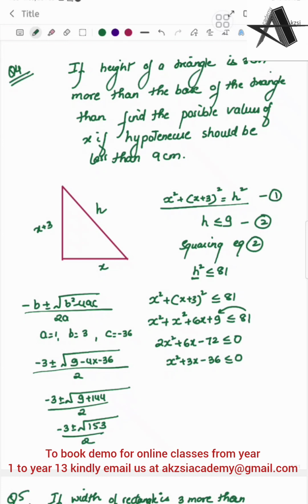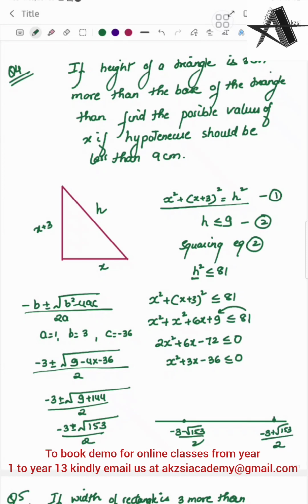So either you can find the approximate value, or leave it in the third form. Your answer will be: the two values of x will be minus 3 minus root 153 by 2. This plus minus means one value of x will be with a plus and one value of x you'll get when you have a minus. So minus 3 minus root 153 by 2 and minus 3 plus root 153 by 2 are the two values.